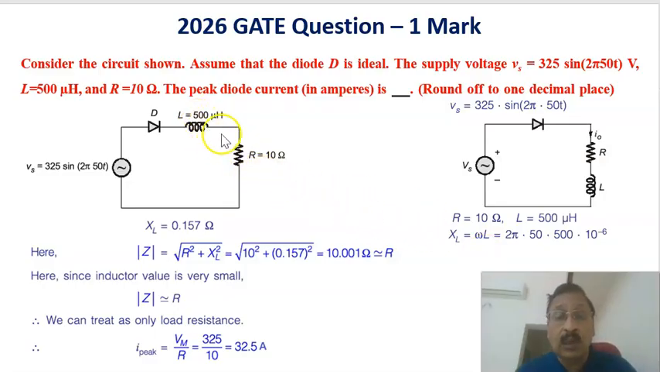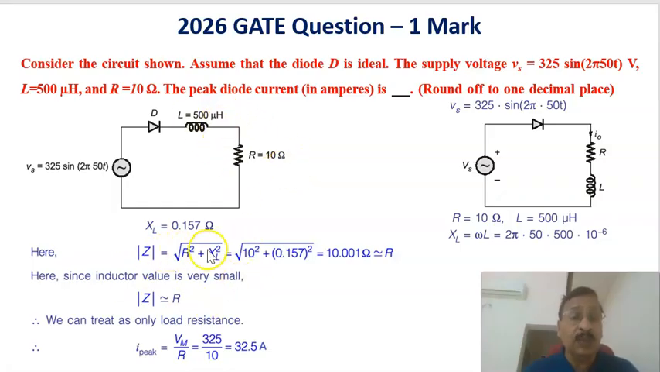Therefore, in order to calculate the impedance, the inductive reactance XL is to be calculated. It is equal to omega L, 2 pi into 50 into L. L is equal to 500 microhenry, 500 into 10 raised to minus 6. And that comes to around 0.157 ohms. Therefore, the inductive reactance is XL equal to 0.157 ohms. But the resistance value is equal to 10 ohm, which means the resistance is very, very large compared to the inductance.